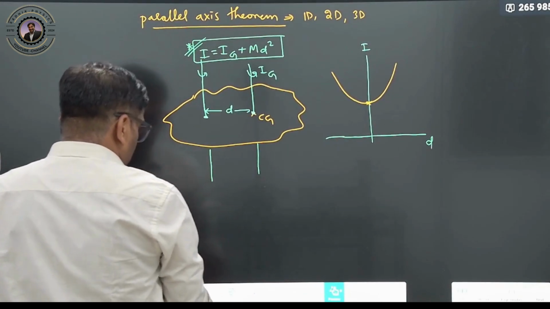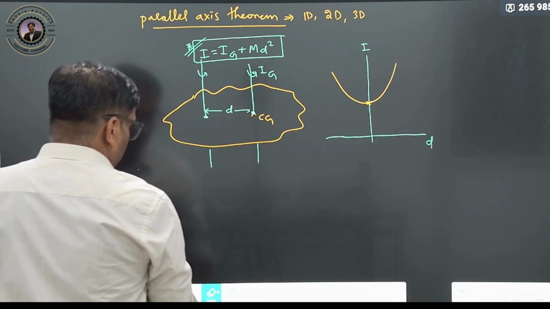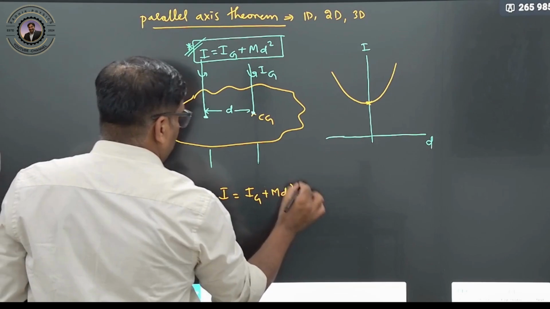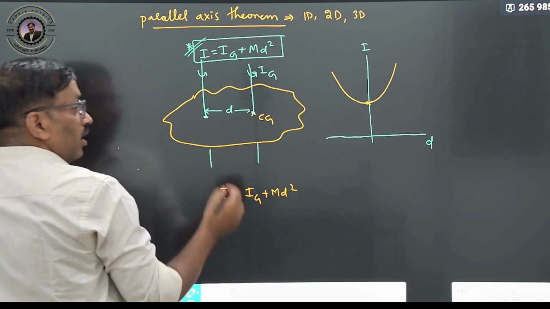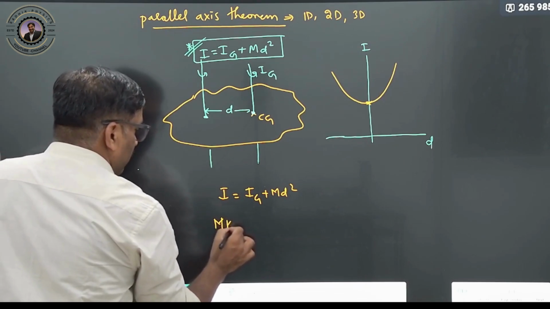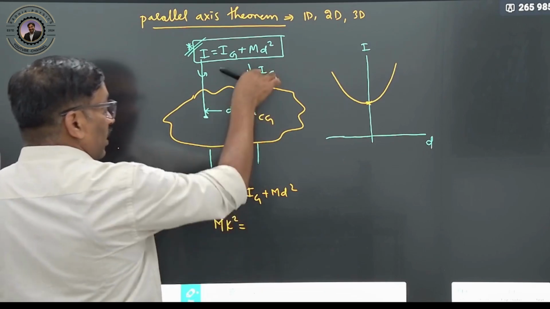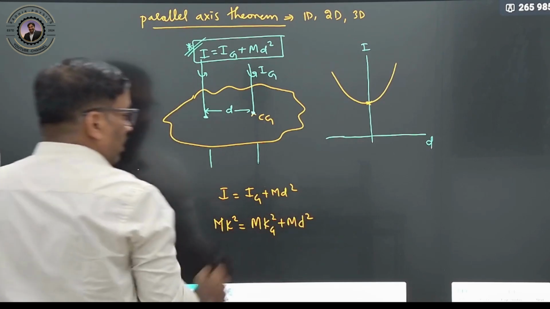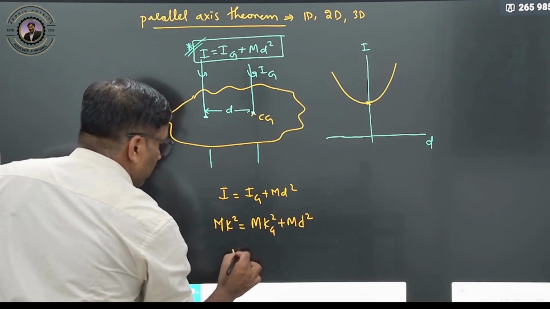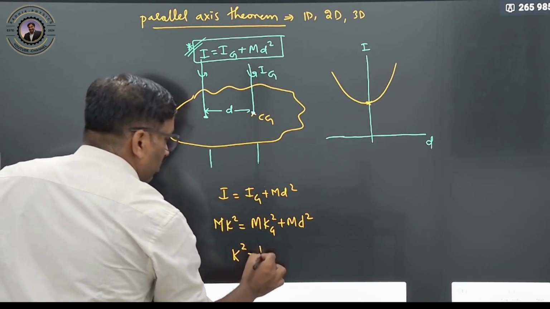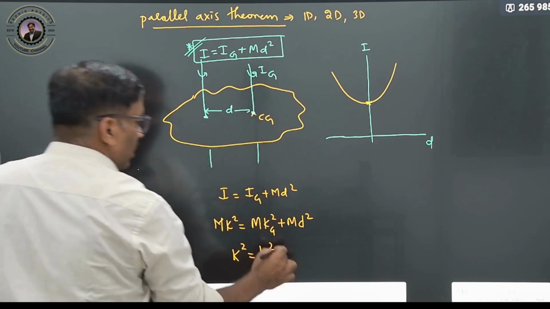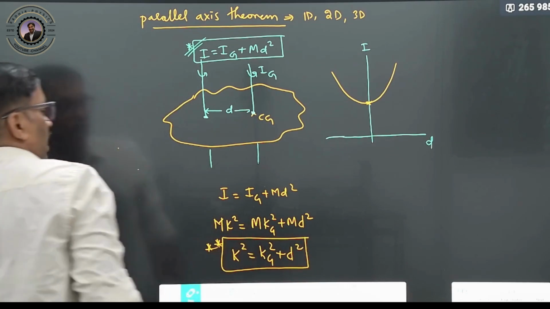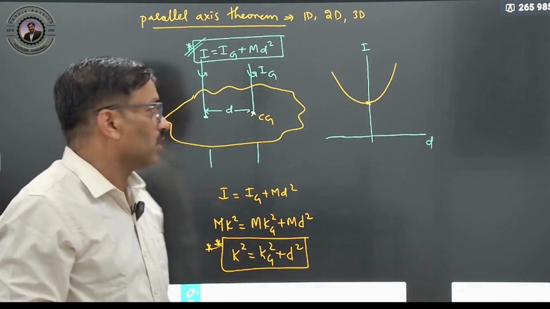One more small formula we can rewrite. What is the moment of inertia here? We wrote I = Ig + md². We can rewrite I in terms of the radius of gyration, that is mk². So what will be the radius of gyration for this axis? mk² = mkg² + md². Taking m common and cancelling it, the radius of gyration for our parallel axis satisfies k² = kg² + d², where kg is the radius of gyration about the axis through the center of gravity. In this way, we can use the parallel axis theorem to calculate the radius of gyration also.